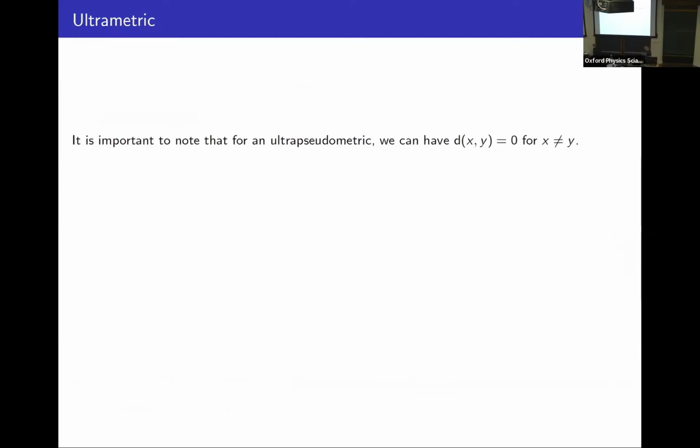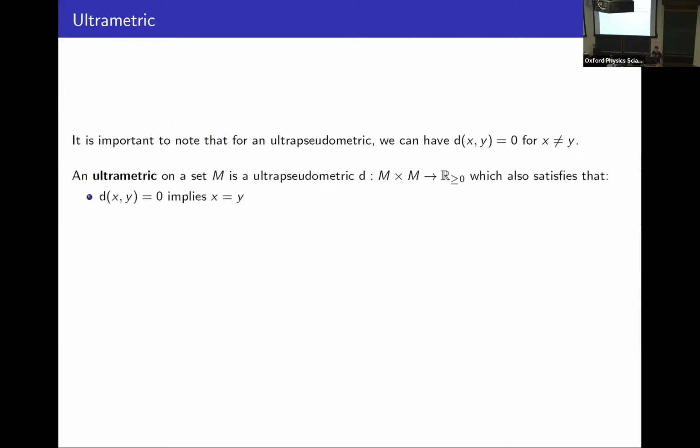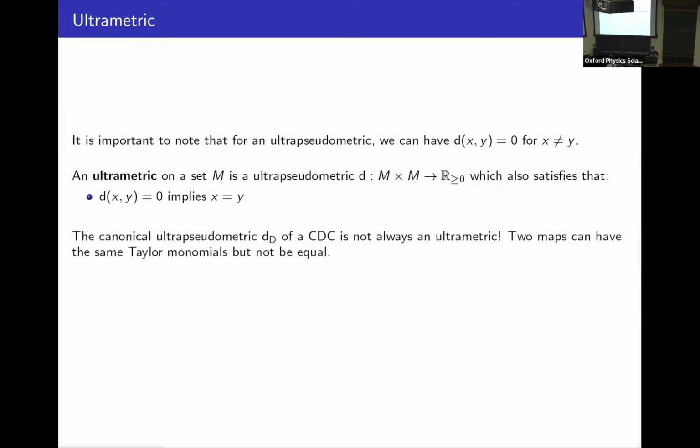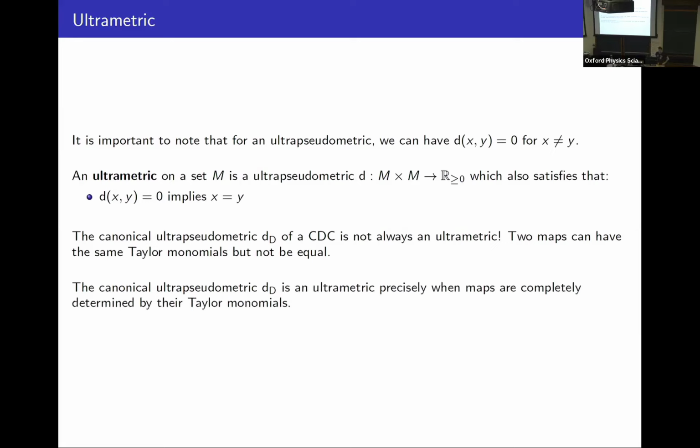But it's important to note that for ultra pseudometrics, even if the distance between two points is equal to 0, x may not equal y. In the case where it is true, we call that an ultrametric, where if the distance is equal to 0, then x equals y. This canonical ultra pseudometric that I defined on the previous slide is in general not a metric. There can be maps whose distance is equal to 0, so they have the same Taylor polynomials, but are still not equal to each other. This becomes a metric precisely when maps are completely determined by their Taylor polynomials.